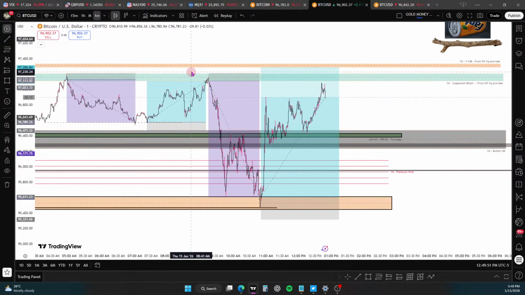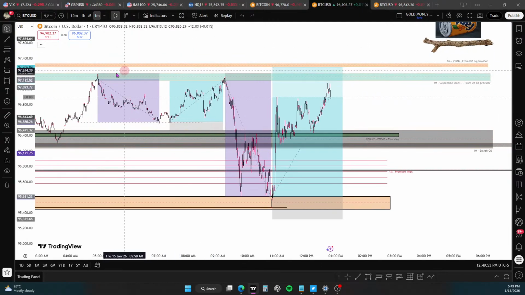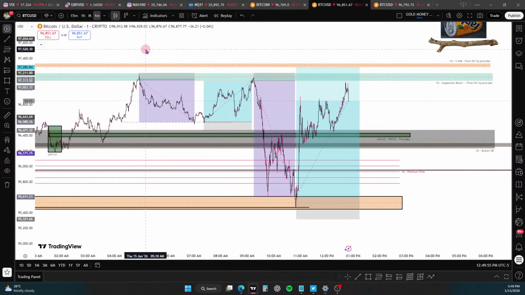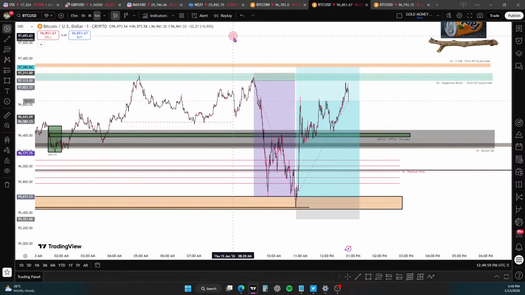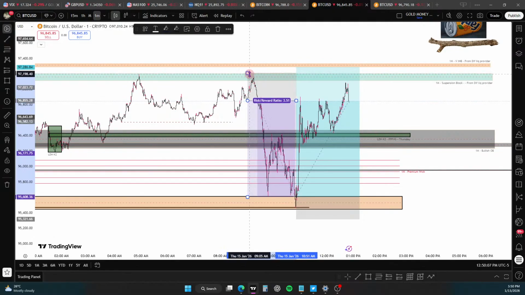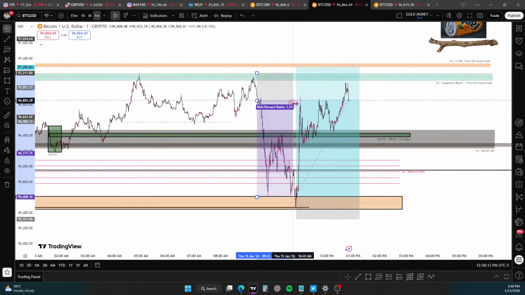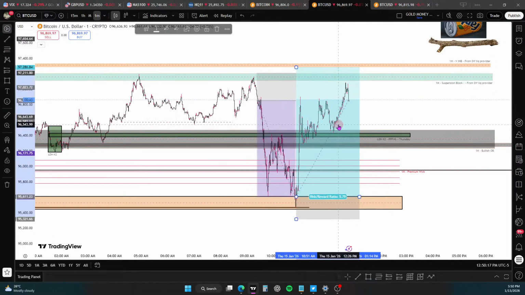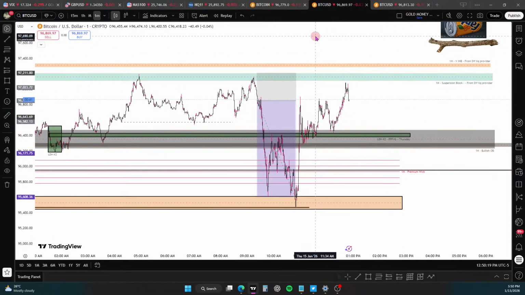I'm going to delete these because these were not my entries, but I want to show you how you can utilize these levels. Wait, I need to delete this, but not that. Maybe have this like this. That is realistic. That's a realistic trade utilizing this analysis.